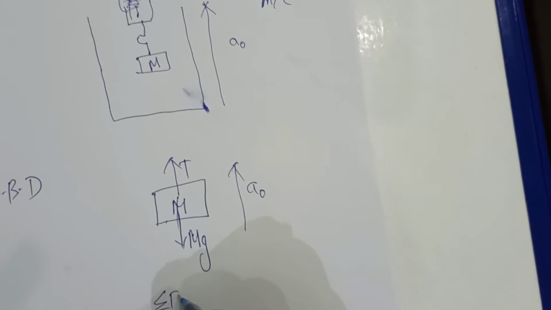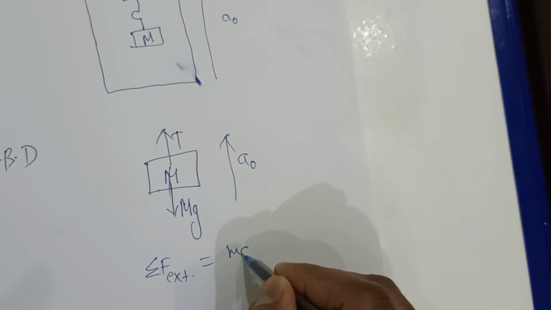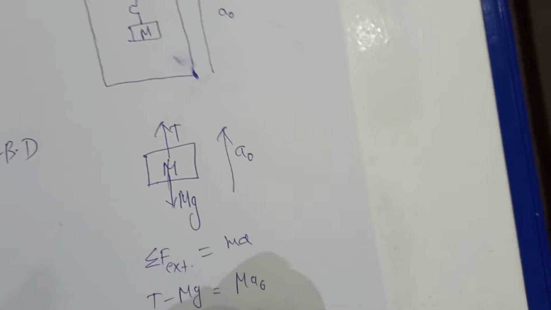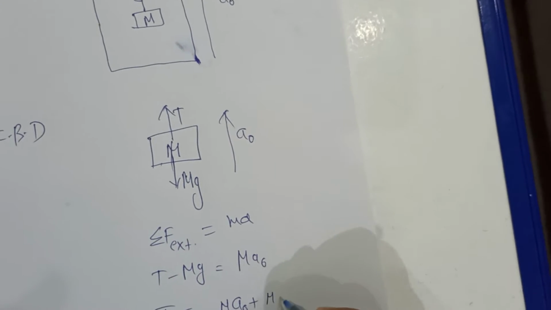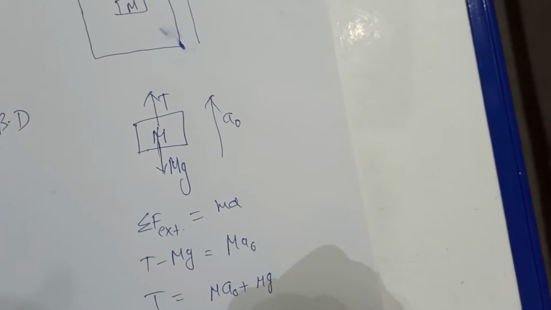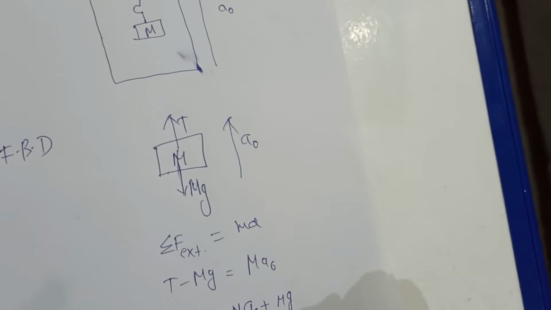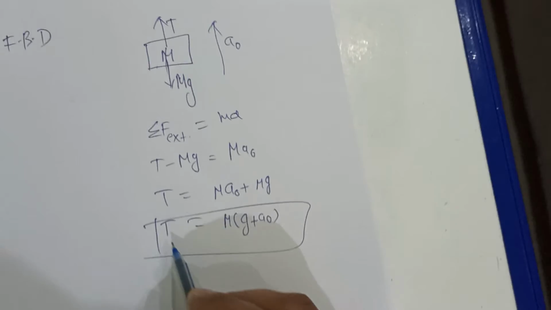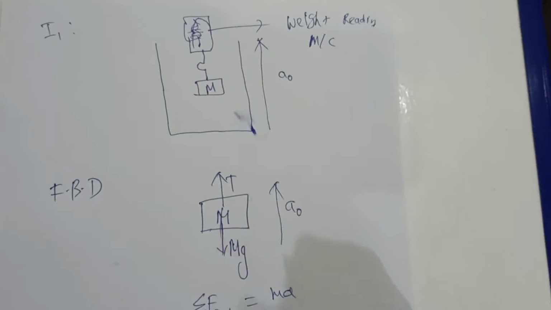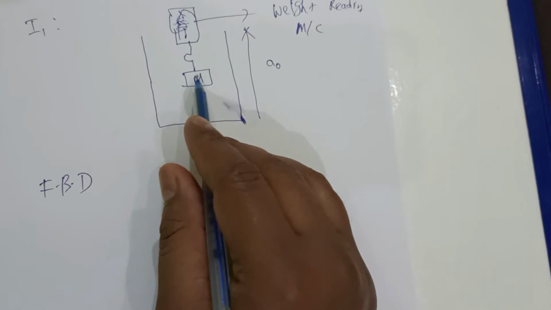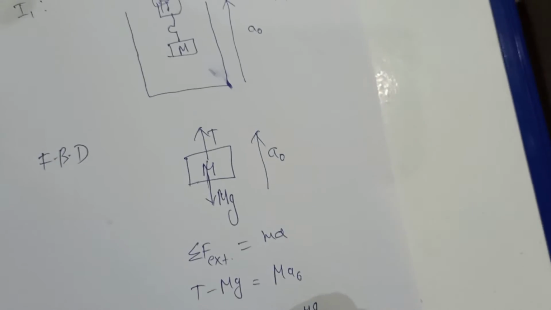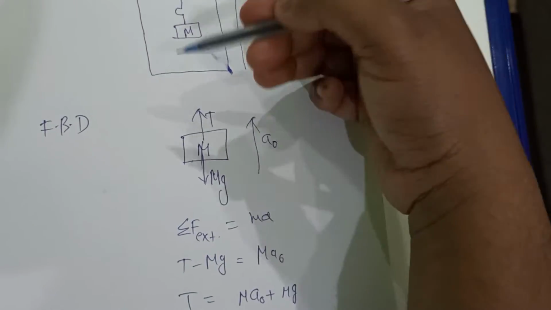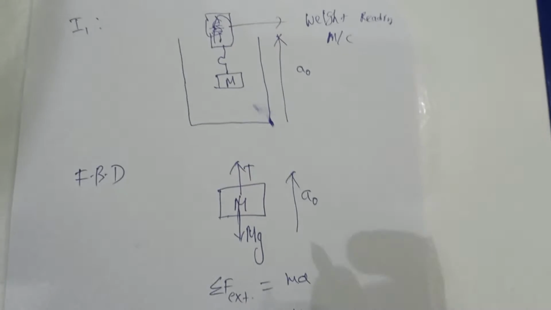Applying Newton's second law, we see that T minus mg equals m a0. So T equals m a0 plus mg. Our machine will read this value of T. So our machine will show that the weight of the object, this block, is not mg, it is mg plus m a0. So the weight is increased in this case. So this is the first illustration.